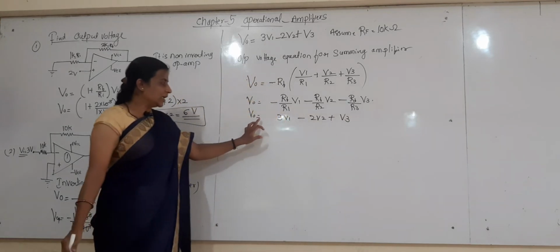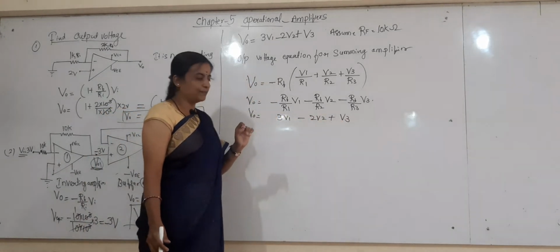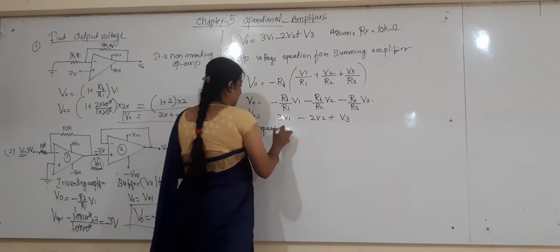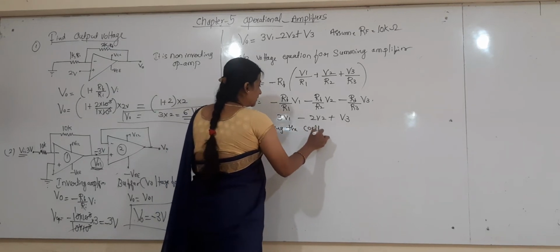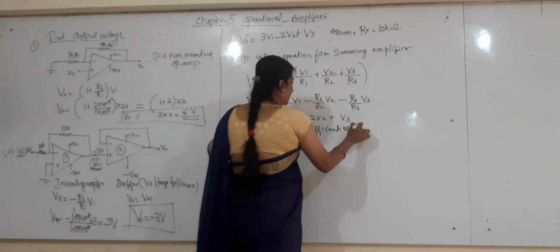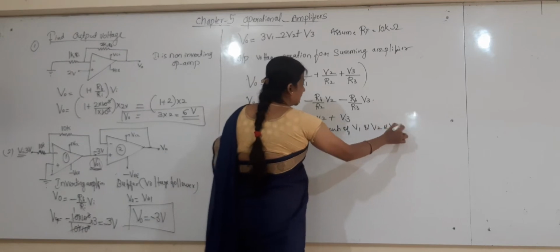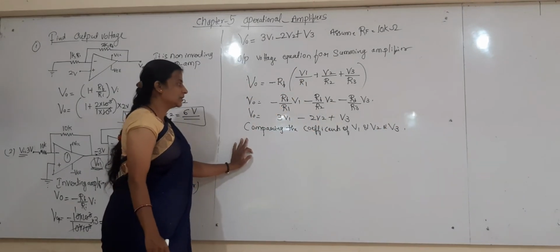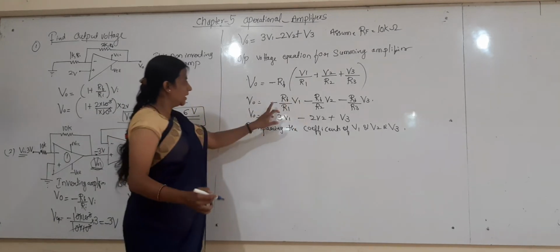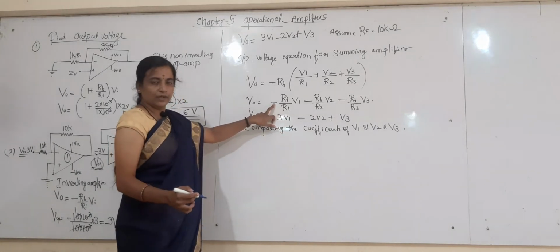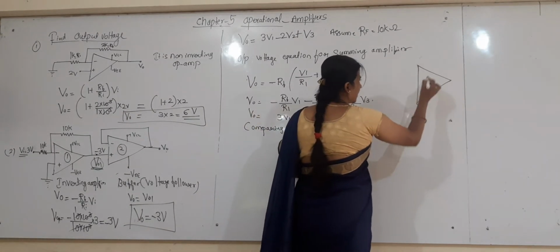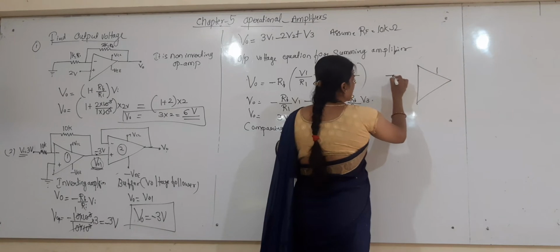So comparing the coefficients of V1, V2 and V3. Here it is minus V1, here plus V1 is there. Minus V1 means, on the input side, for the summing amplifier circuit, if we draw the summing amplifier circuit, there are 3 supplies.